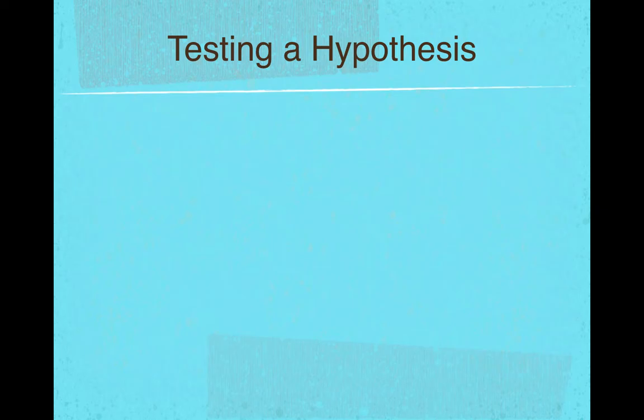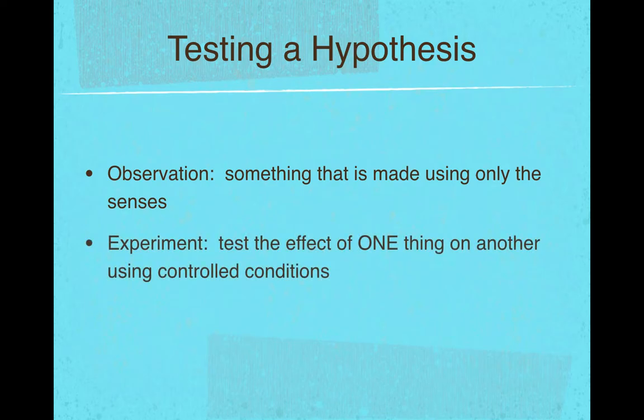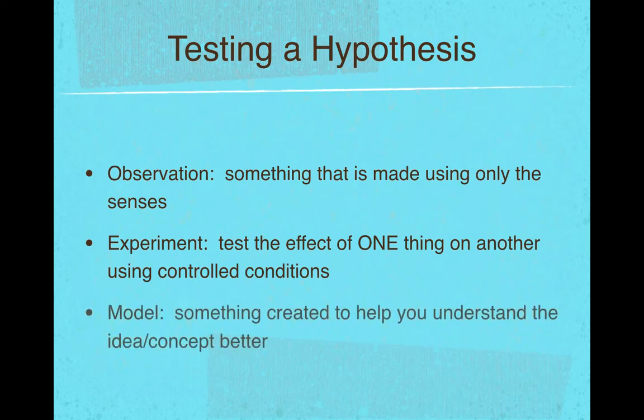When we test a hypothesis, there are 3 different ways to do so. First is observation. That is when you do something that is only using your senses. Second way is experiment. That is when you test the effect of one thing on another using controlled conditions. And we'll spend most of today talking about this one. And then there is using models, which is something created to help you understand the idea or concept better.